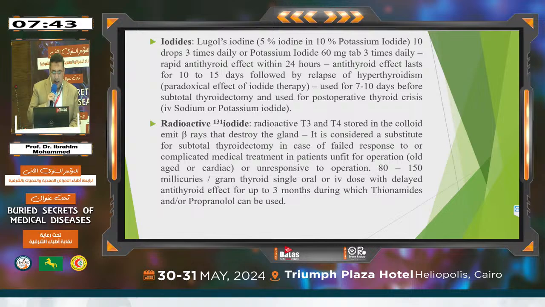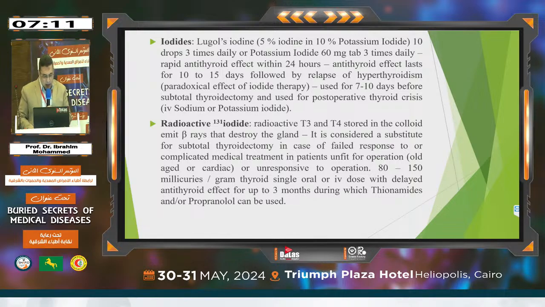Radioactive iodine. Radioactive iodine, which leads to formation of radioactive T3 and T4, is stored in colloid and emits beta rays which destroy the gland. It is considered a substitute for subtotal thyroidectomy in case of failed response to or complicated medical treatment, in patients unfit for operation because of their old age or because of their cardiac state, or unresponsive to operation.